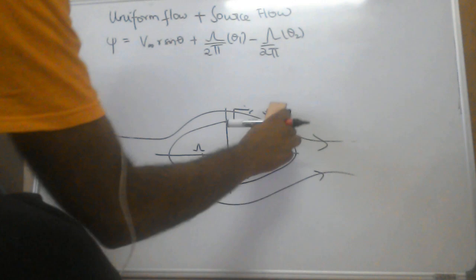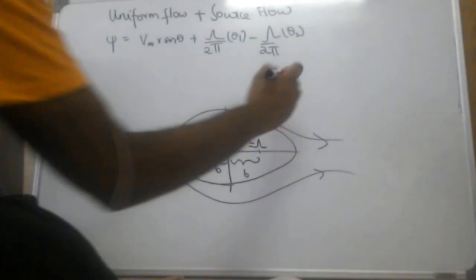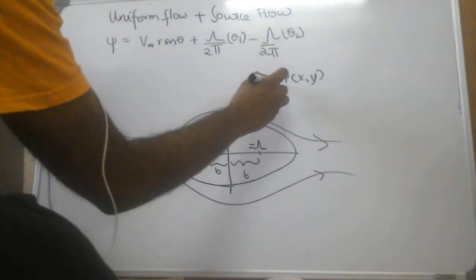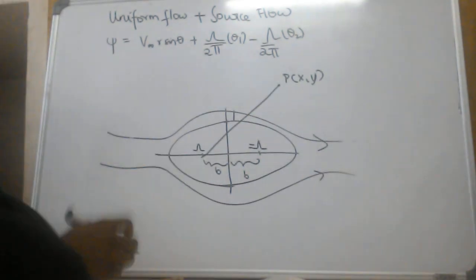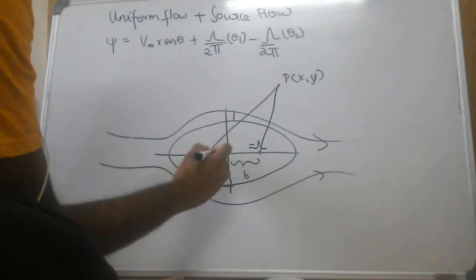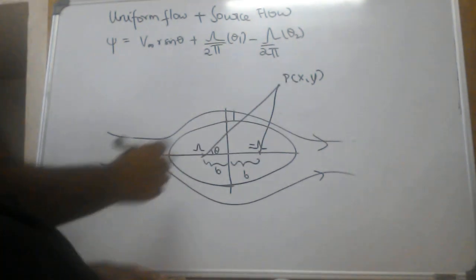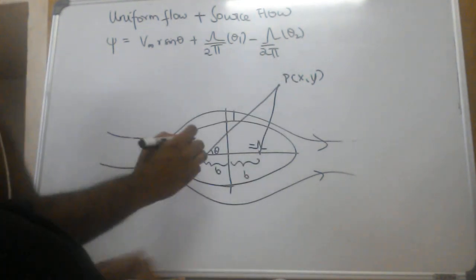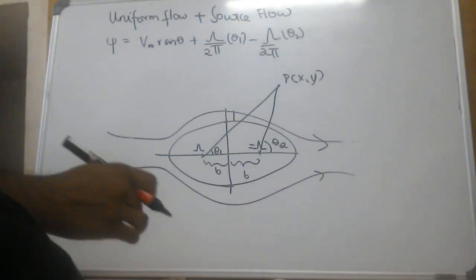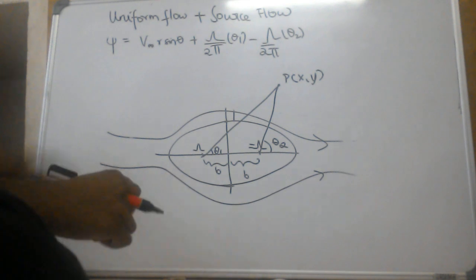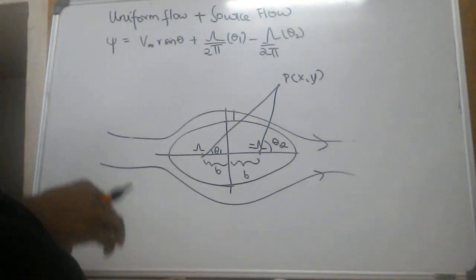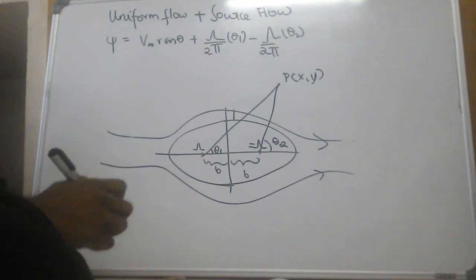Let me elaborate. If I have a point P in the flow field of coordinates x comma y, and I join the point P to the point of the source, and I join the point P to the point of the sink, the angle subtended by this line with the x-axis is theta 1 and this angle is theta 2, right? So let me now express this whole equation in the xy coordinate system, because in this case it would actually be easier for me to work with that, right?